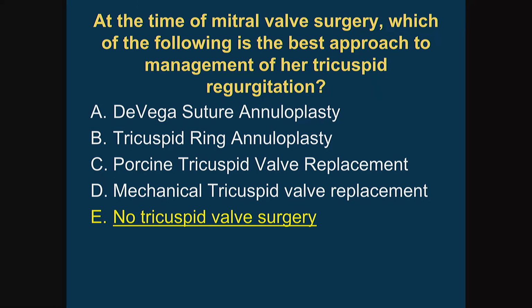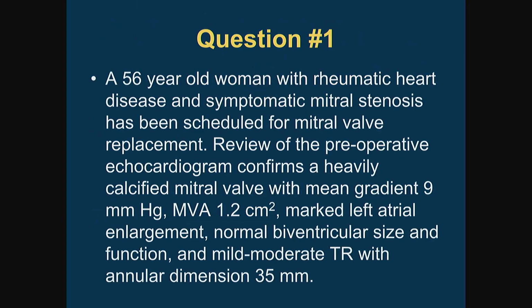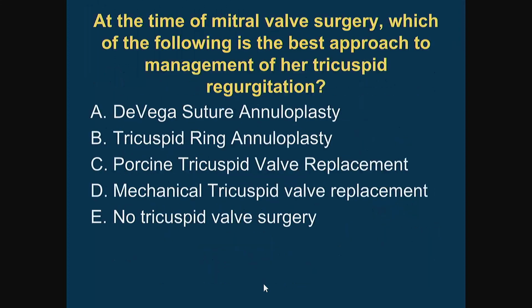The intended answer here is E, no tricuspid valve surgery. To recall, this is a patient who requires mitral valve surgical intervention for symptomatic mitral stenosis related to rheumatic heart disease and has mild to moderate TR, but the annular dimension is only 35 millimeters. So in this setting, the guidelines do not recommend intervention. The threshold for intervention of tricuspid valve regurgitation in the setting of a mitral operation is 40 millimeters.